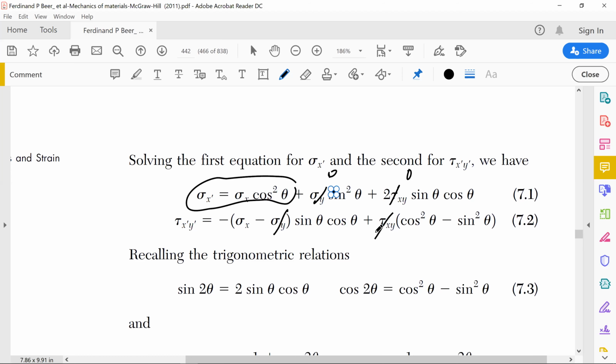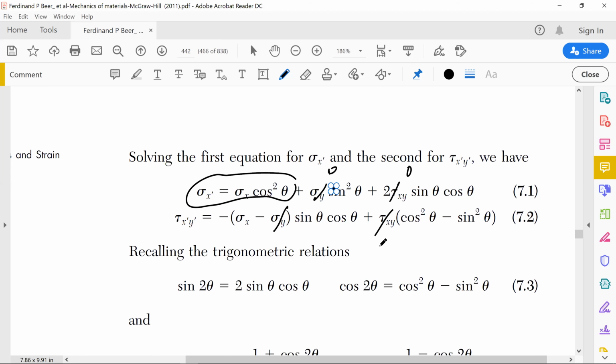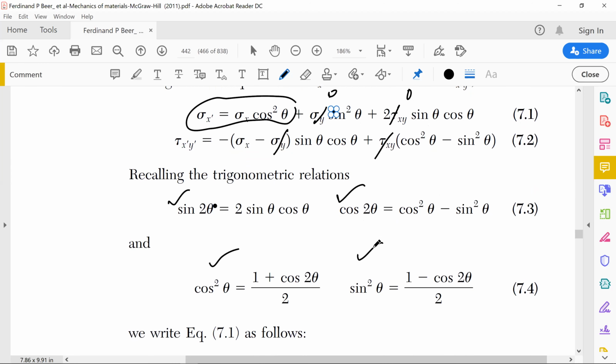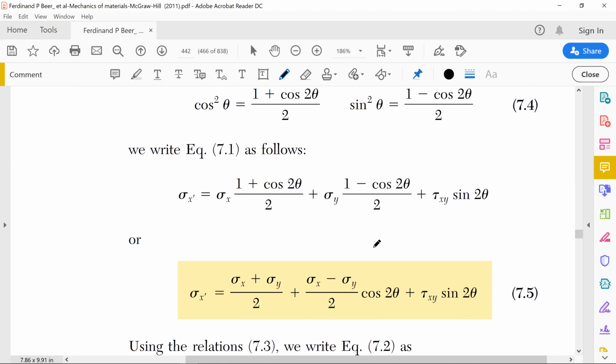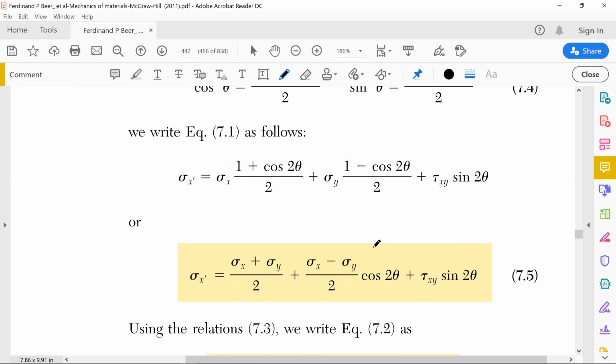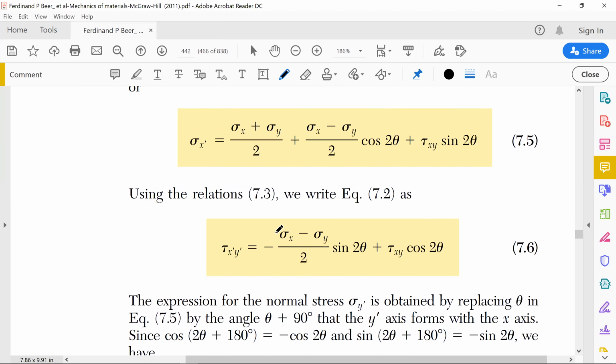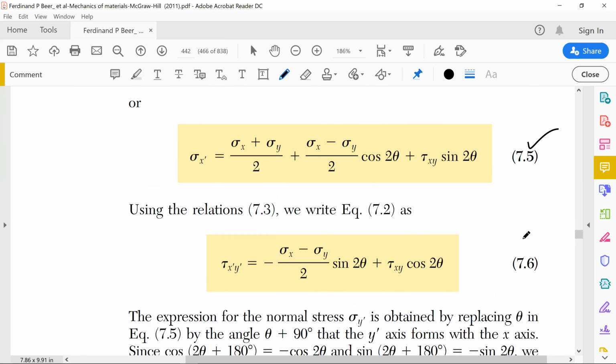But 7.1 and 7.2 are not the main equations which we are dealing with, right? Then we use these trigonometric identities, like this one, this one, this one, and this one, and incorporate them into 7.1 and 7.2, and then we end up with the sigma x prime value and the sigma y prime value, as well as the tau x prime y prime value. These are the important equations, 7.5, 7.6, and 7.7.